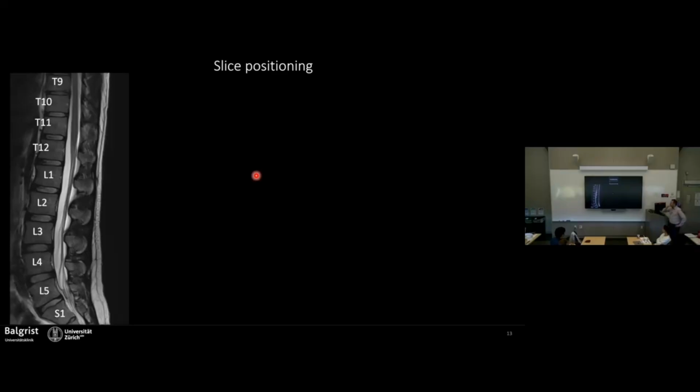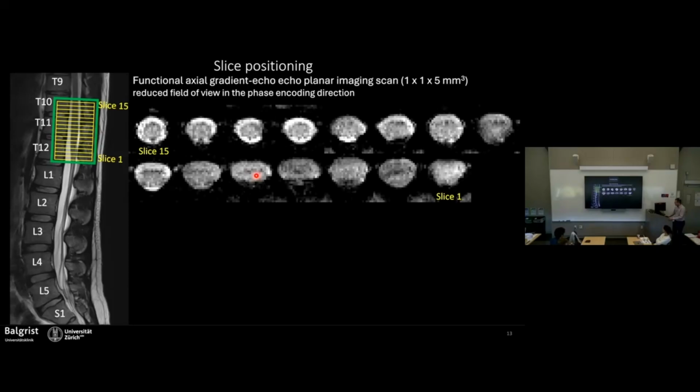The lumbosacral enlargement, or the lumbosacral cord, is around 5 to 10 centimeters long in the rostrocaudal direction. So we don't need a lot of slices to cover it, depending on the slice thickness. We use 5 millimeter slices, so we need 15 to 20 slices to cover this region. Here you can see example axial slices of a gradient echo EPI scan.